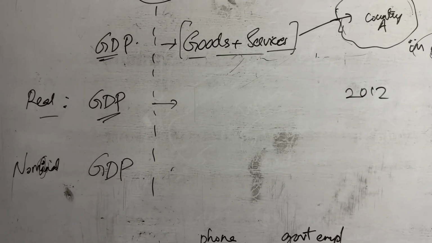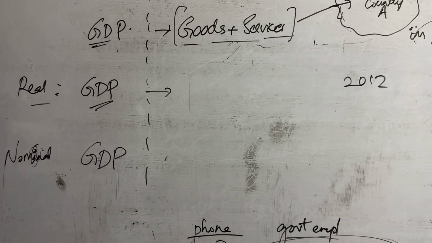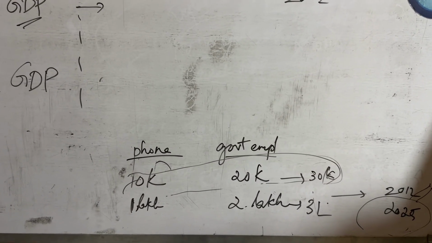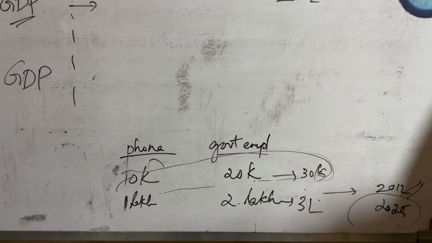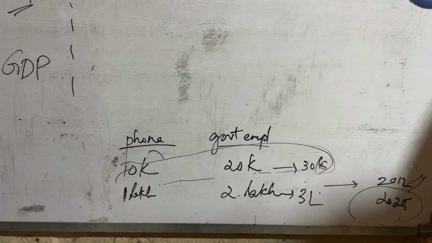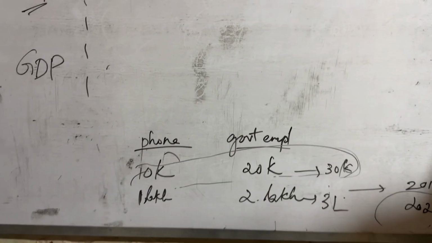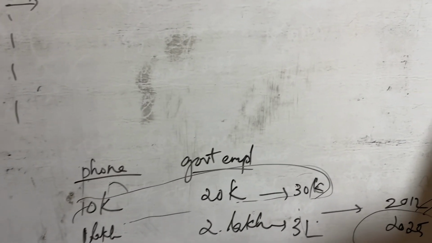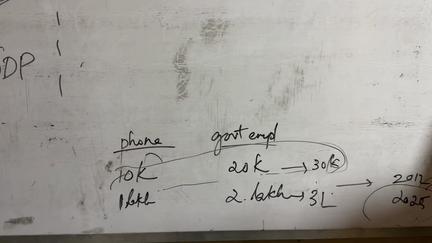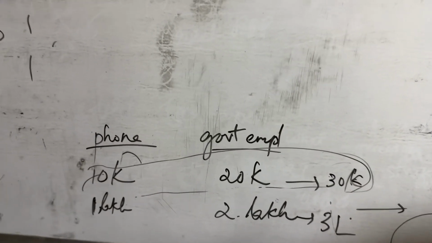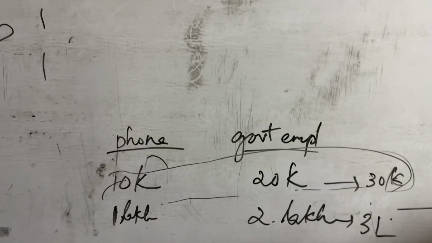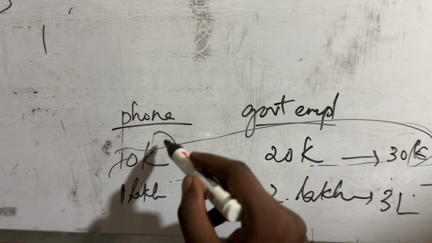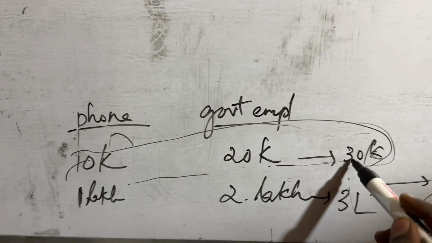And then there is one more thing called GDP deflator. Before that, I will tell you, suppose a phone is costing around 10,000 rupees in 2012, and a government employee is getting 20,000 rupees salary in 2012. So we will give a very simple way. This is not actually calculated like this, but for simplicity, for making you understand, I am telling. Suppose one phone and one government employee in country A. This is a good and this is a service. So the total is coming around 30K.